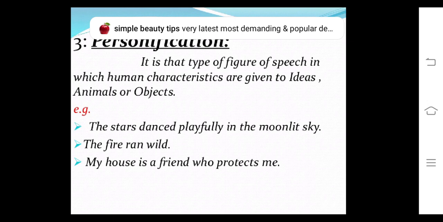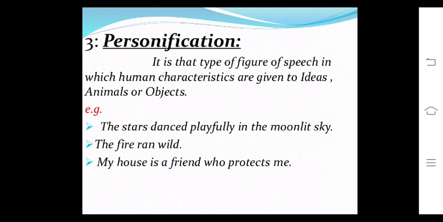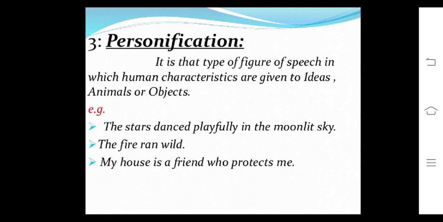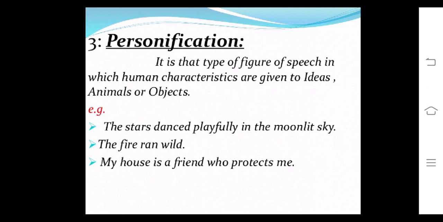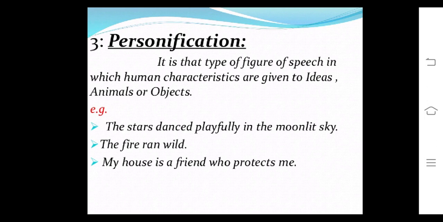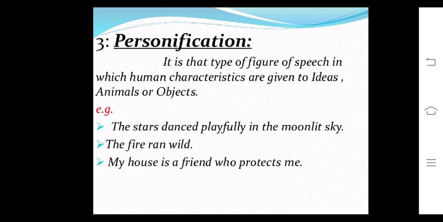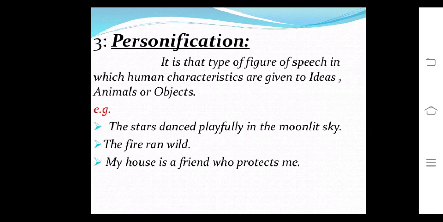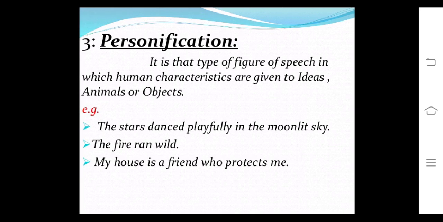jumping, right? So you have seen the flag, like the flag is dancing. Have you seen the flag dance? So here the flag is making a sound like bhur bhur. So it's not a quality of a non-living thing, but we are giving a quality of a human being, a live thing. Okay, it is the type of figure of speech in which human characteristics are given to ideas, animals, or objects. Just like an example, the fire ran wild.